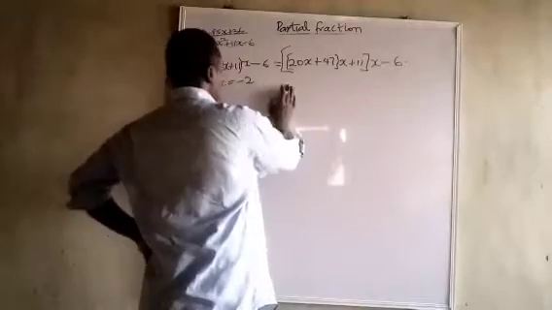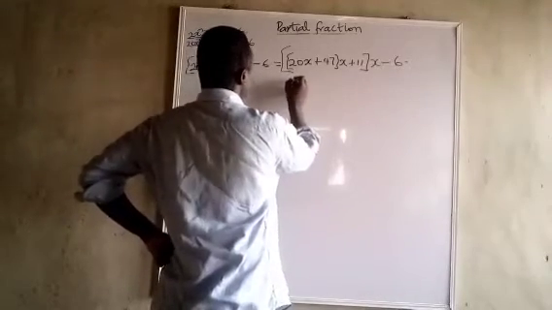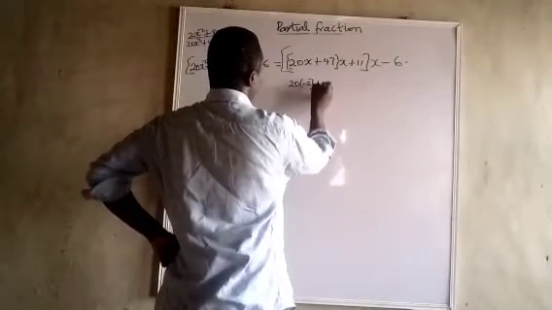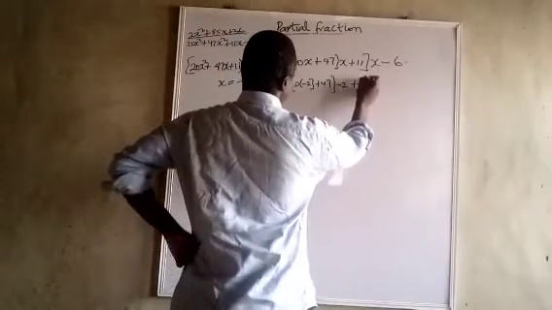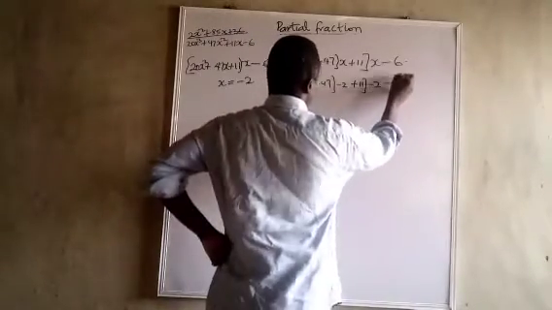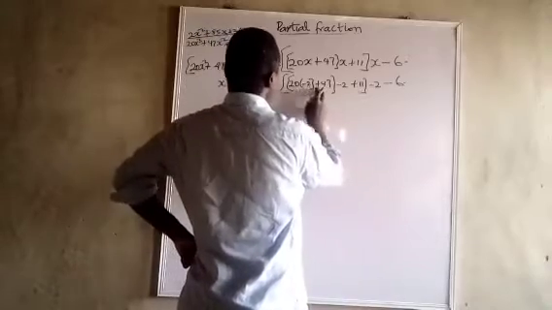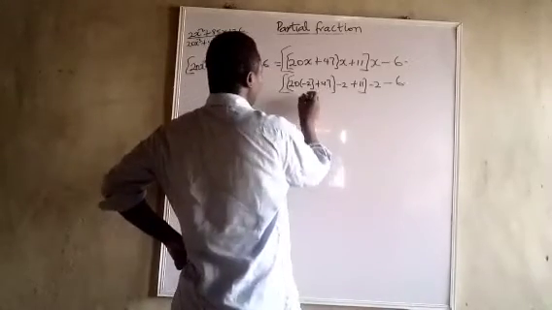You can put it into this expression straight and just try to see. This one seems to be faster. So I'm going to have 20 into minus 2 plus 47. So this one is minus 2 plus 11 into minus 2 minus 6. So this one is going to be minus 40 plus 47, that is 7.